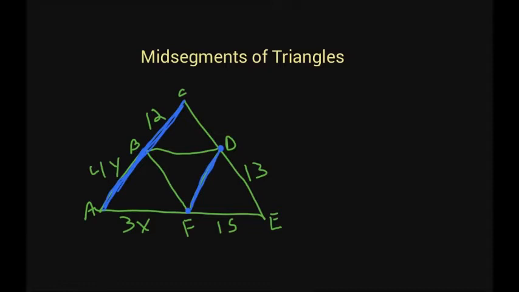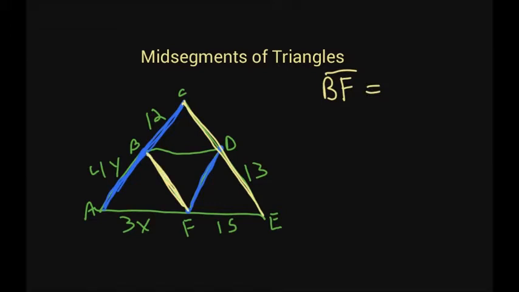Same thing would be for BF. BF there is half the size of CE. Okay? So if you know BF or DE, then you know the other one. So let's work on finding some of these lengths. We'll start with BF.